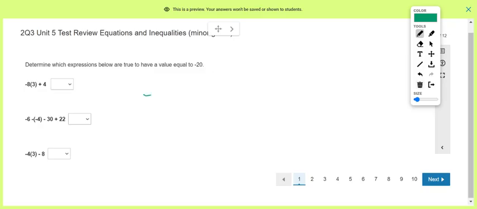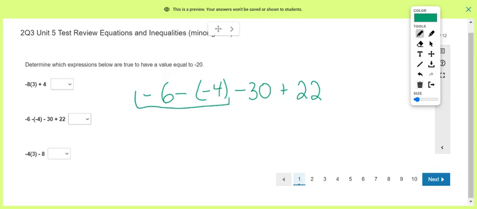So second expression, negative 6 minus a negative 4 minus a 30 plus 22. Looking at the first term here, we have negative 6 minus a negative 4. If you take away negatives, minus minus is a plus plus. You're taking them away, so you're getting positive. So then we have negative 6 plus 4, and we're going to end up at negative 2.